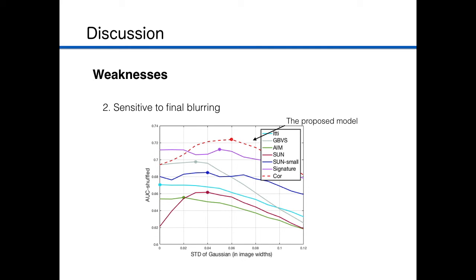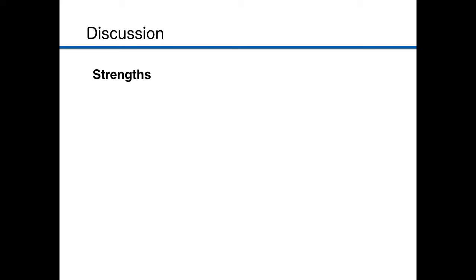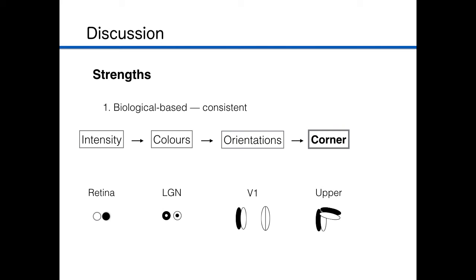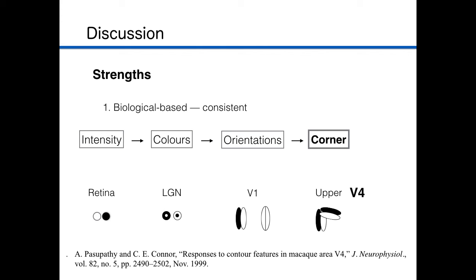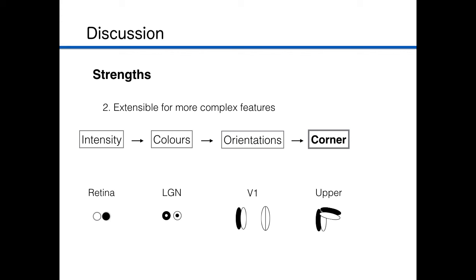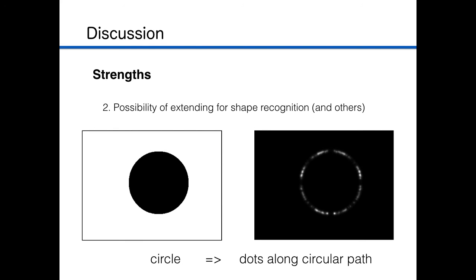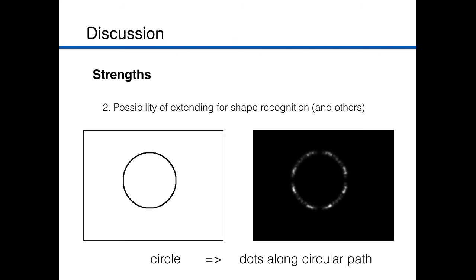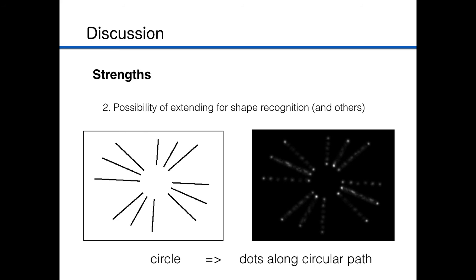The strengths of our model are, first, it is based on the human visual system, so it is consistent. There is also some evidence of corner encoding at a later visual stage. Second, it is extensible to more complex features like shape, text, face, and others. For example, a circle can be generalized as dots along a circular path. Even the visual illusion of a circle can be encoded in the same way.